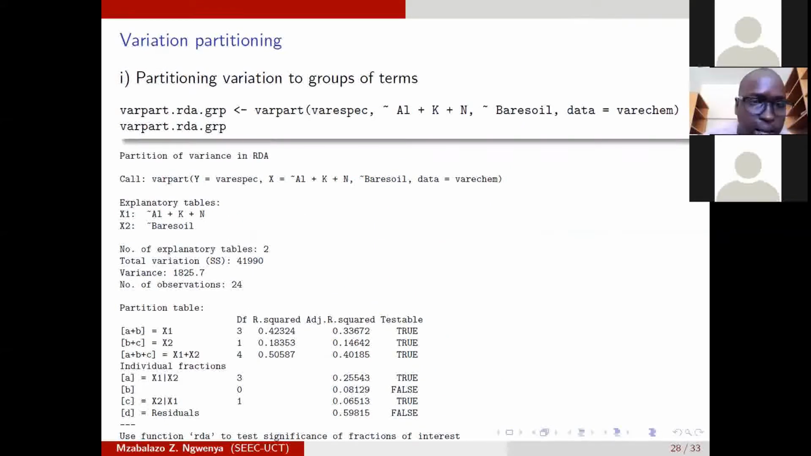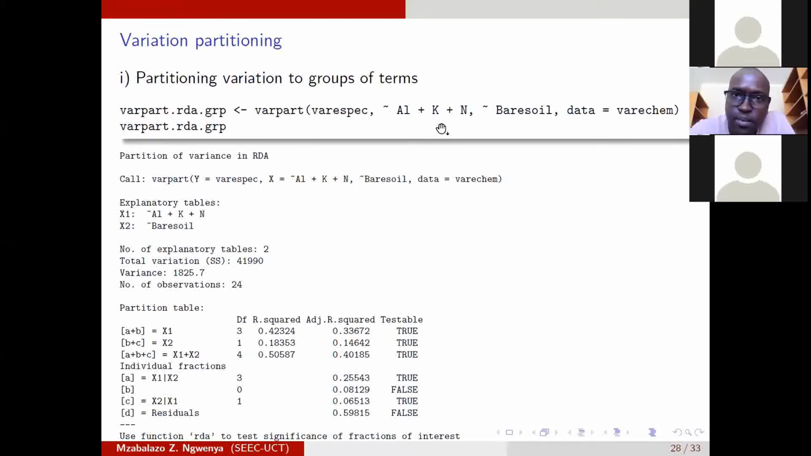So this is our last bit. You might also be interested in partitioning the variation you're observing to groups of terms. The variation we're talking about here is the total sum of squares. We want to partition the total sum of squares to groups of terms.